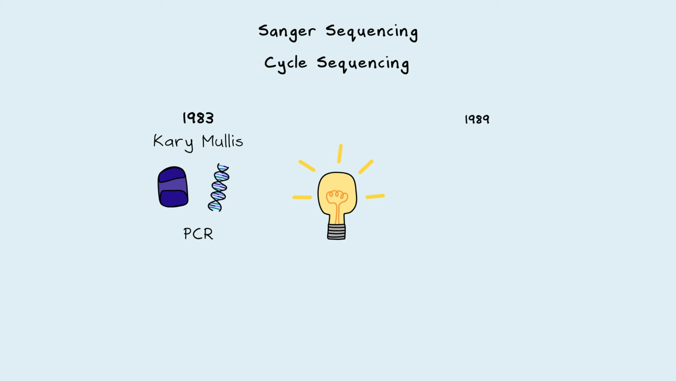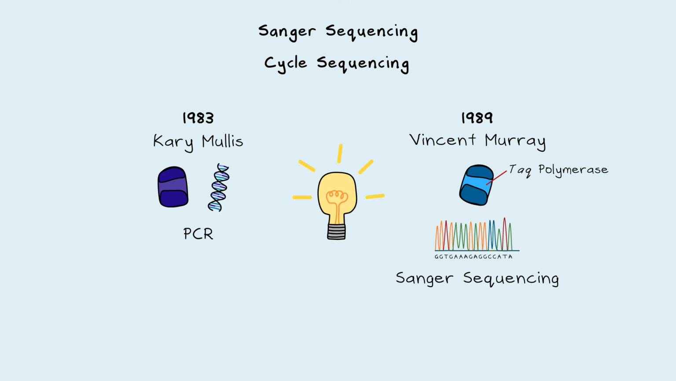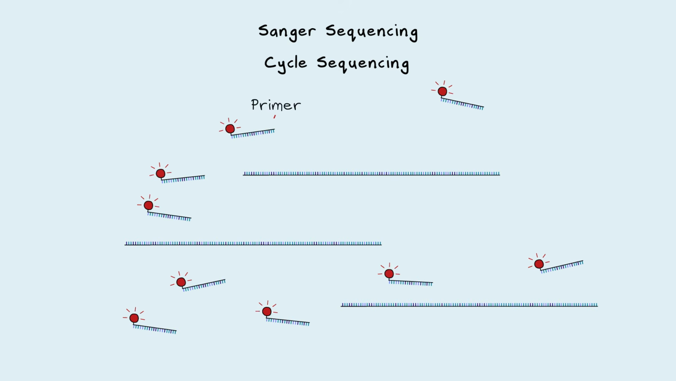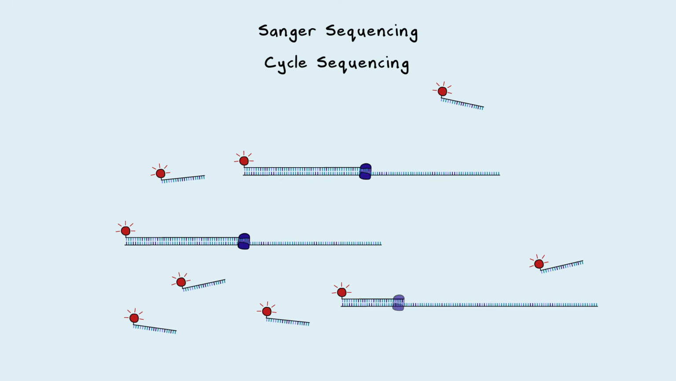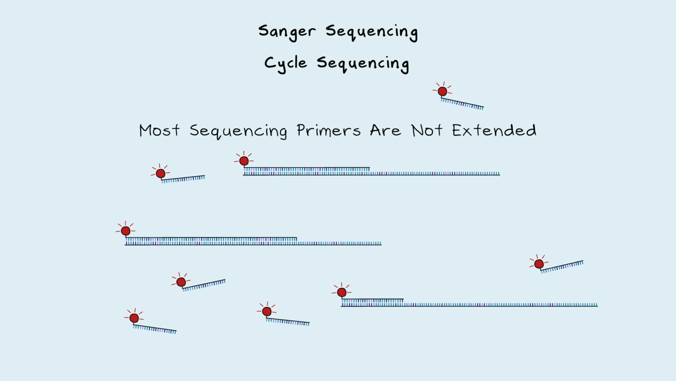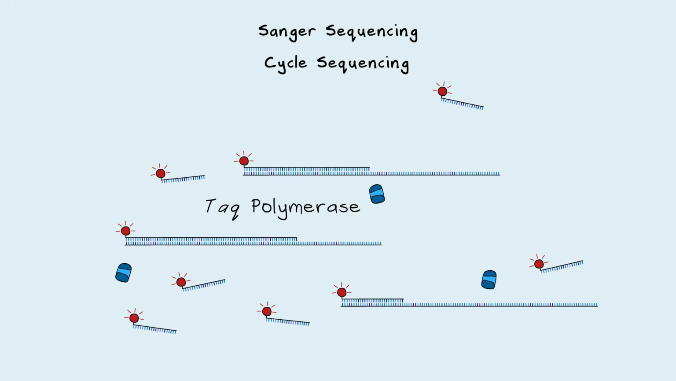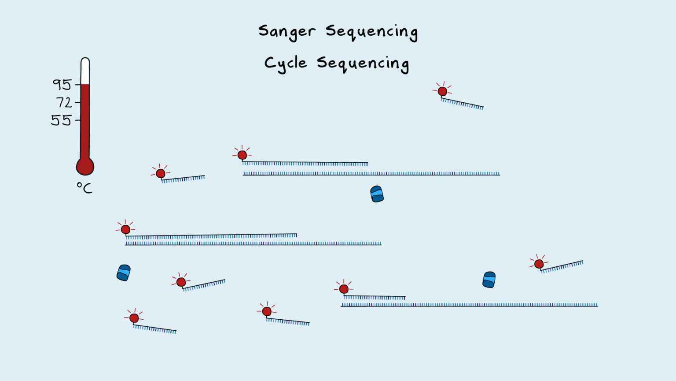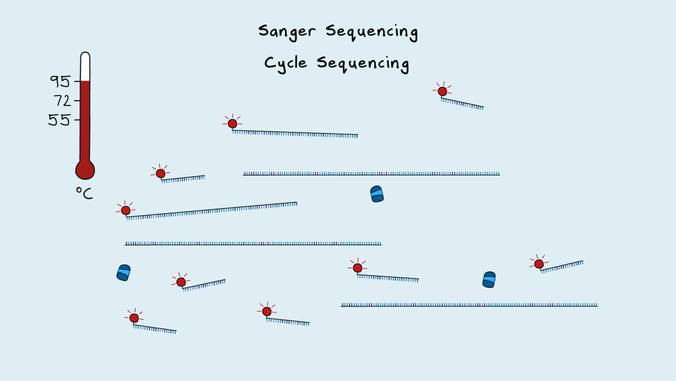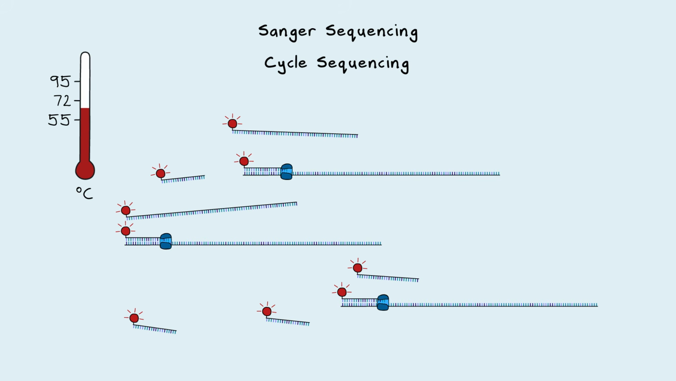It wasn't until 1989 that Vincent Murray used Taq polymerase for Sanger sequencing. In Sanger sequencing, the primer binds to the DNA, and the DNA polymerase extends the fragment. But as the primer is in excess, most of the labeled sequencing primers are not extended by DNA polymerase. With Taq polymerase, the DNA can be melted apart after the first extension. Taq polymerase will survive this high heat. It can then be cooled again to anneal another sequencing primer.